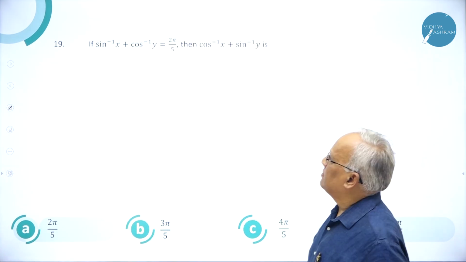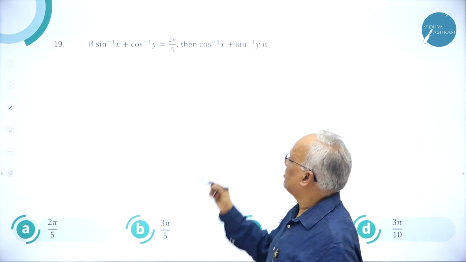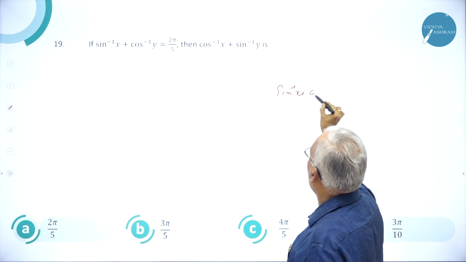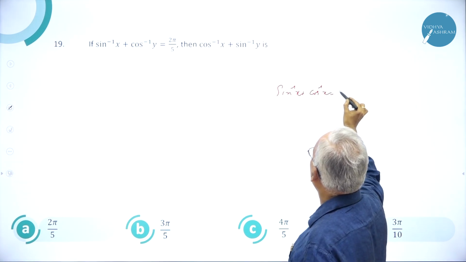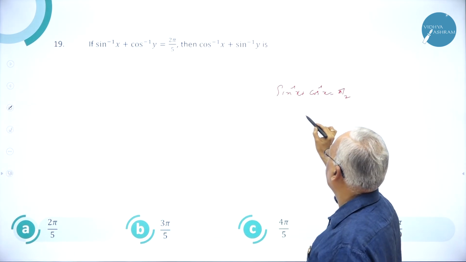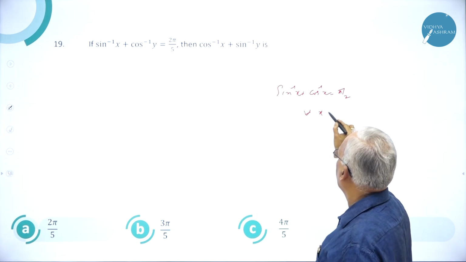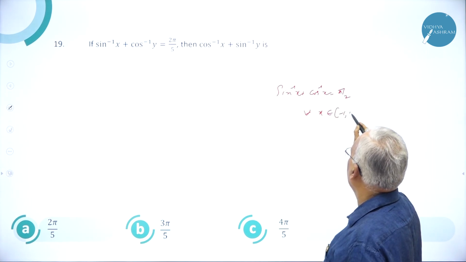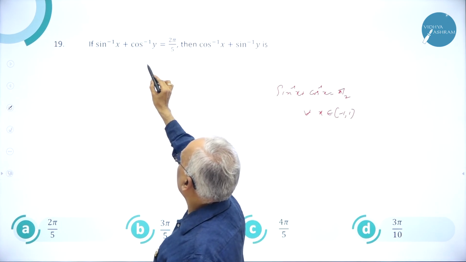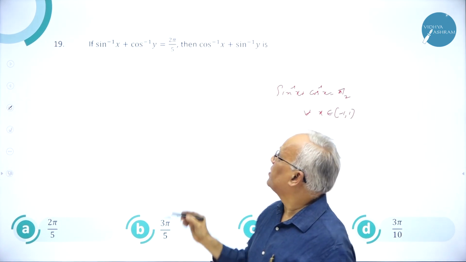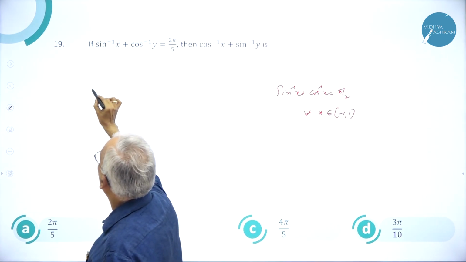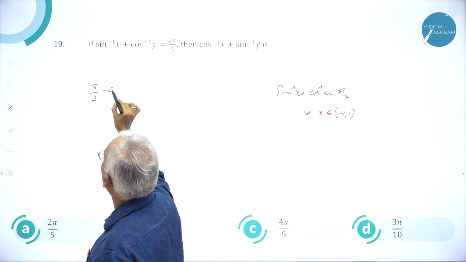Next question. This is a simple problem based on this sin inverse x plus cos inverse x is equal to pi by 2. You have a standard result for all permissible values of x, for all x belonging to minus 1, 1. So this must be defined first. Okay, so sin inverse x plus cos inverse y equal to 2 pi by 5 given. Then what is cos inverse x plus sin inverse y? So this can be written as pi by 2 minus cos inverse x.